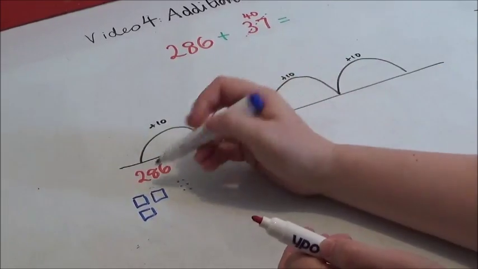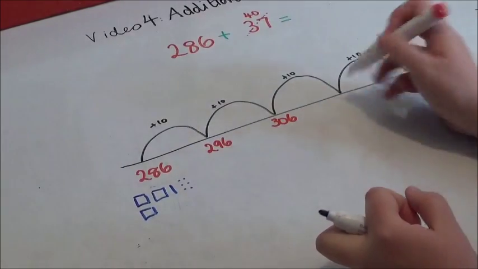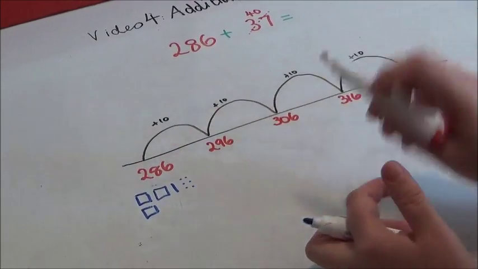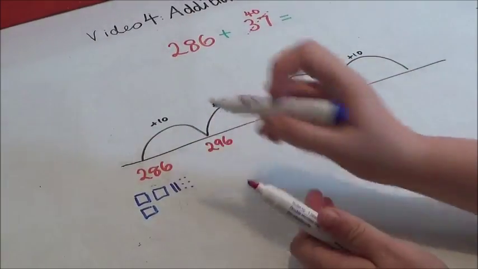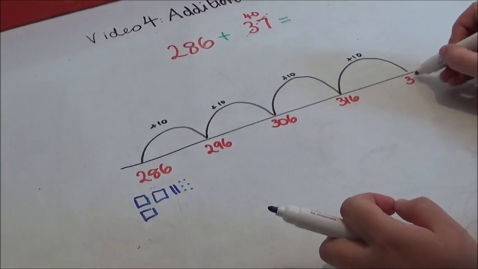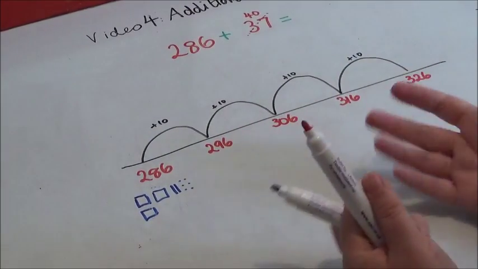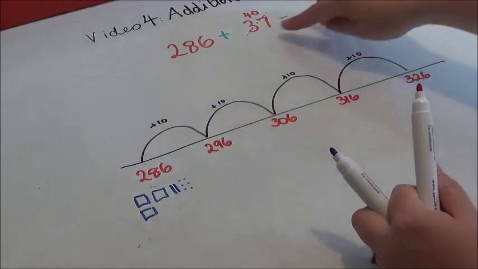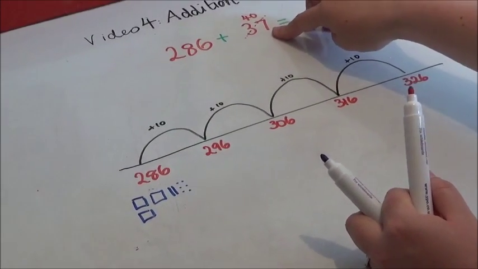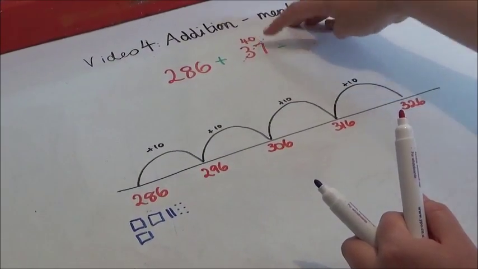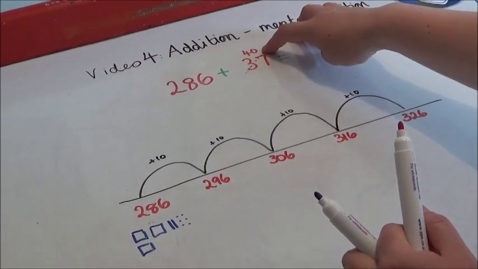Add another 10, 316, and add another 10, 326. Oh, hang on a second. I actually had the number 37. I just pretended that it was 40 because it was close, and I know that there's 3 away from 40.